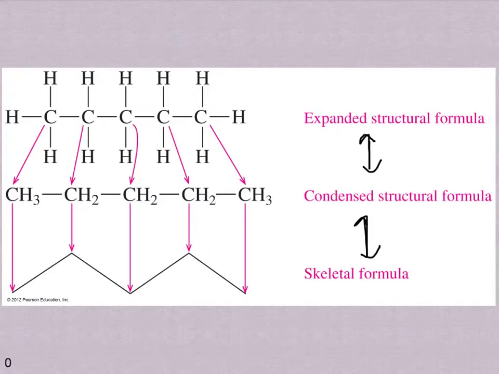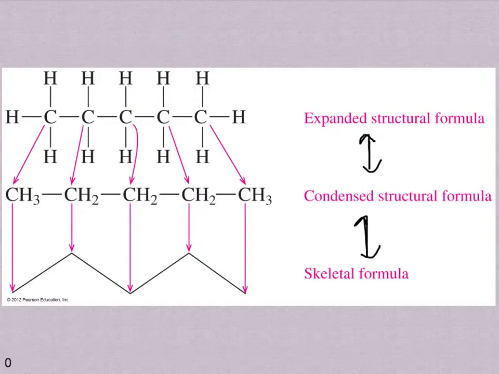Now the first one is called an expanded structural formula, or we also call these Lewis structures. This is similar to what we looked at in the previous chapter, drawing out all of the atoms and showing the bonds between them. Now we can draw a condensed structural formula, which is handy because this is a pretty small molecule, but organic molecules get very big, and so being able to write a condensed structure makes it a little bit easier to write out.